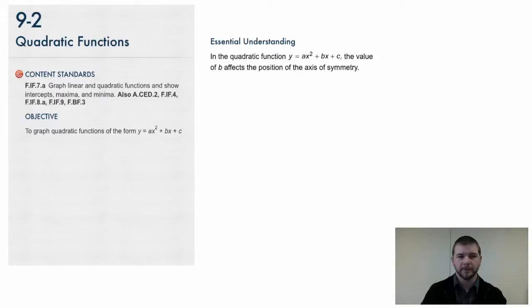Section 9.2, Quadratic Functions. The objective of this section: to graph quadratic functions of the form y equals ax squared plus bx plus c. An essential understanding: in the quadratic function y equals ax squared plus bx plus c, the value of b affects the position of the axis of symmetry.